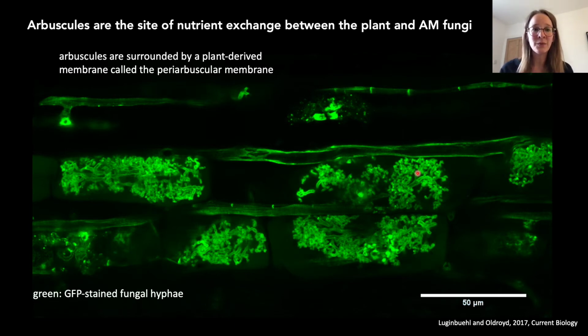But it's also important to remember that these fungal hyphae, they're not just in direct contact with the cytoplasm of the plant cell, but instead the plants, they form a whole new membrane that we call the periarbuscular membrane that surrounds each of these fungal hyphae. And so this nutrient exchange is very controlled.